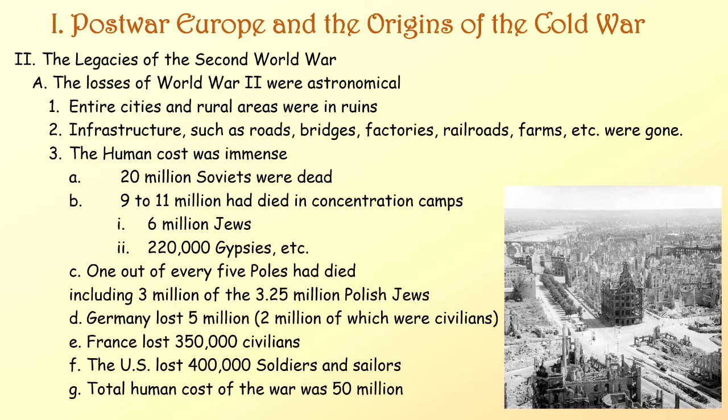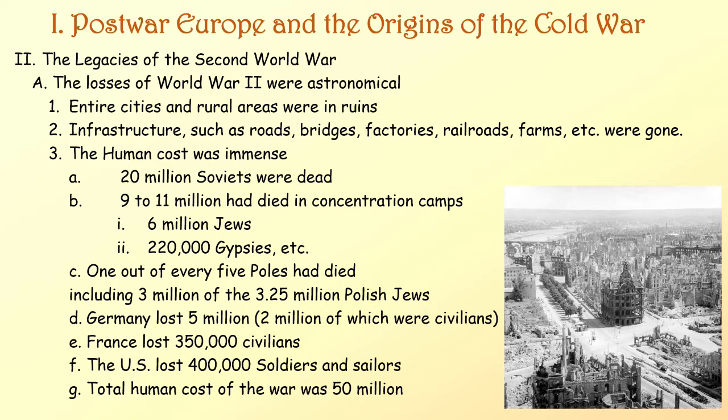The legacies of the Second World War. The losses of World War II were astronomical. Entire cities and rural areas were in ruins. Infrastructure, such as roads, bridges, factories, railroads, farms, etc., were gone. The human cost was immense. 20 million Soviets were dead. 9 to 11 million had died in concentration camps. 6 million Jews, 220,000 gypsies, etc.